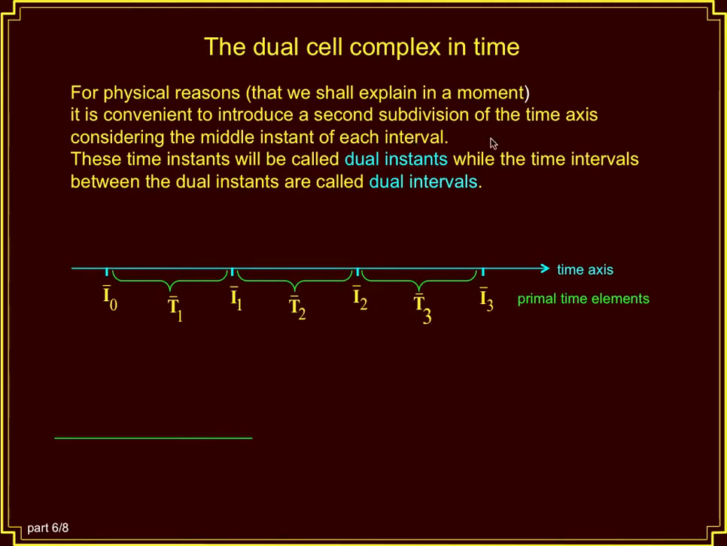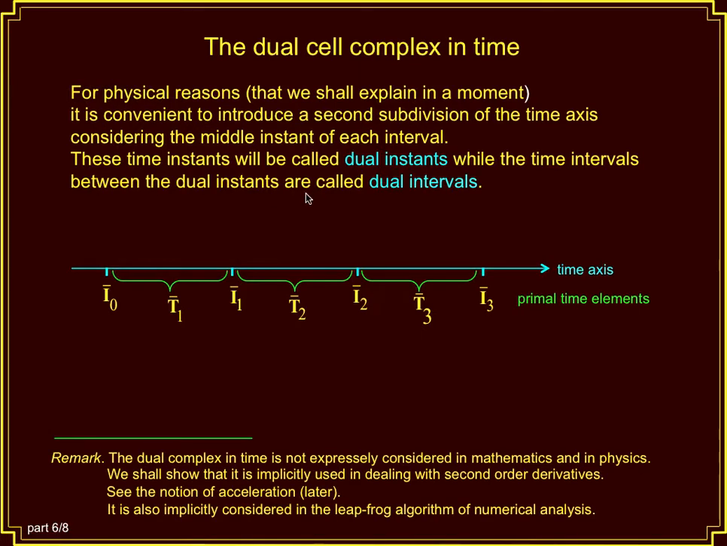The dual cell complex in time. For physical reasons, which we shall explain in a moment, it is convenient to introduce a second subdivision of the time axis, considering the middle instant of each interval. This time instant will be called a dual instant, while the time intervals between the dual instants are called dual intervals.